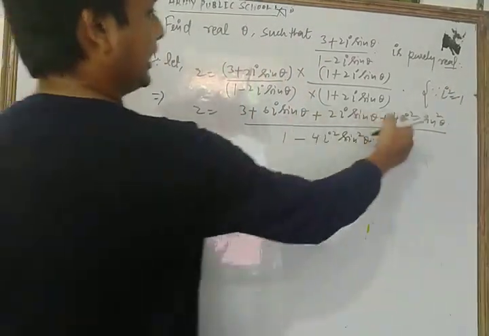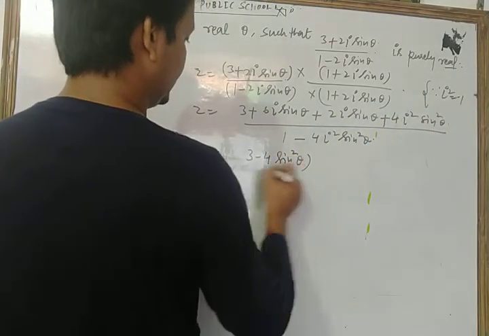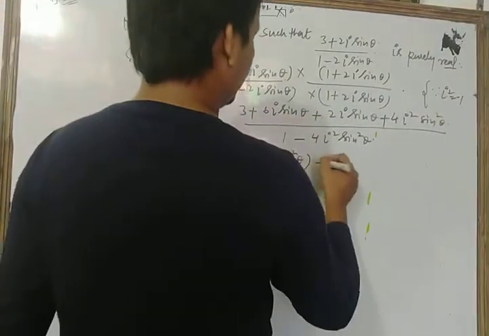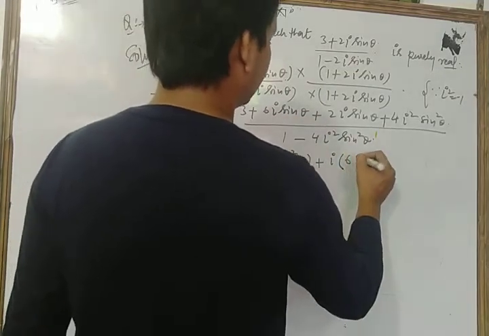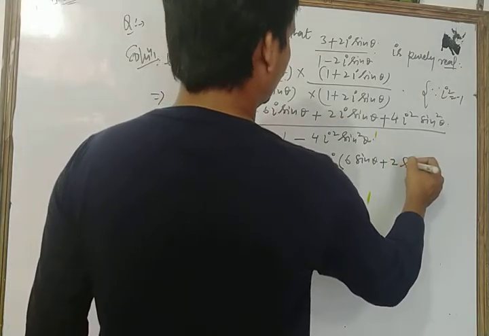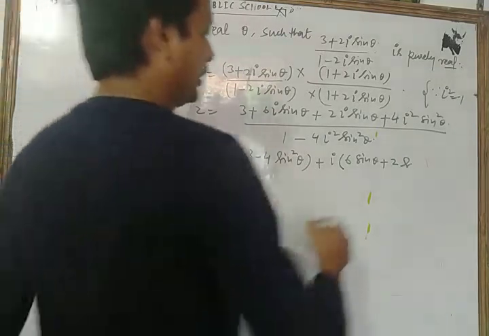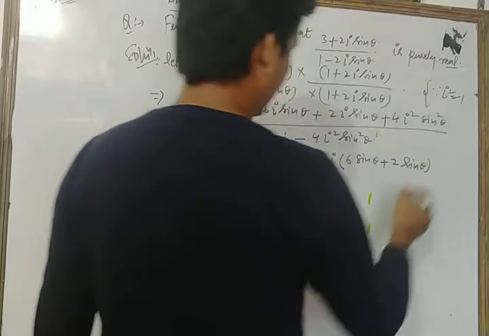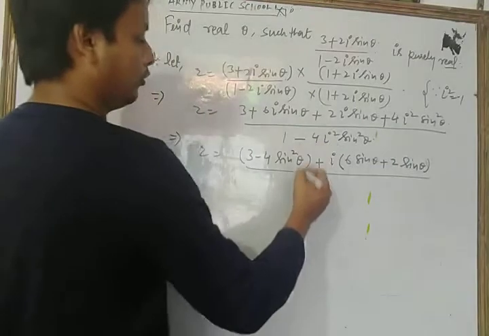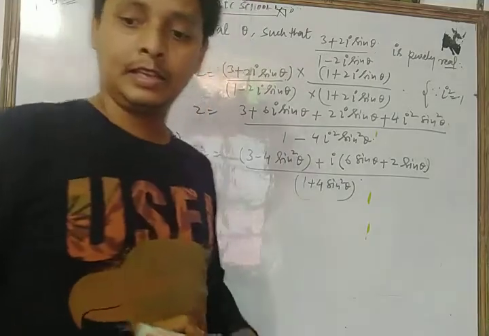Since i square is equal to minus 1, we put it here, so z = 3 minus 4 sin square theta, and take i as common, plus i times (6 sin theta plus 2 sin theta), that is 8 sin theta, upon 1 plus 4 sin square theta. Let's see, yes, this is right.